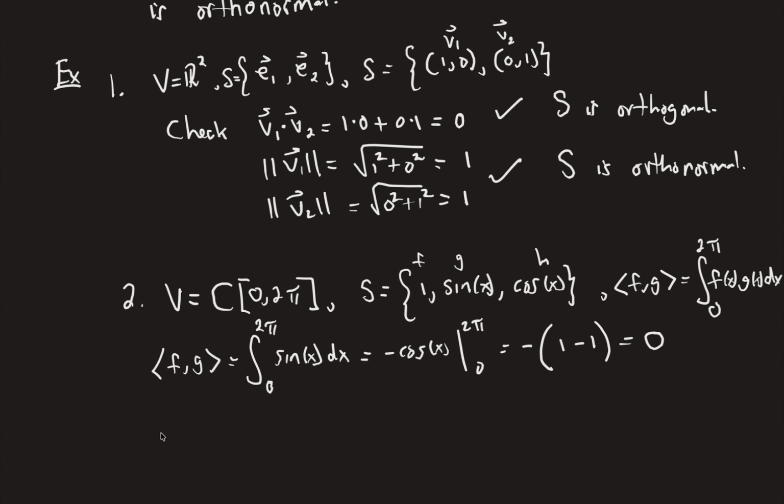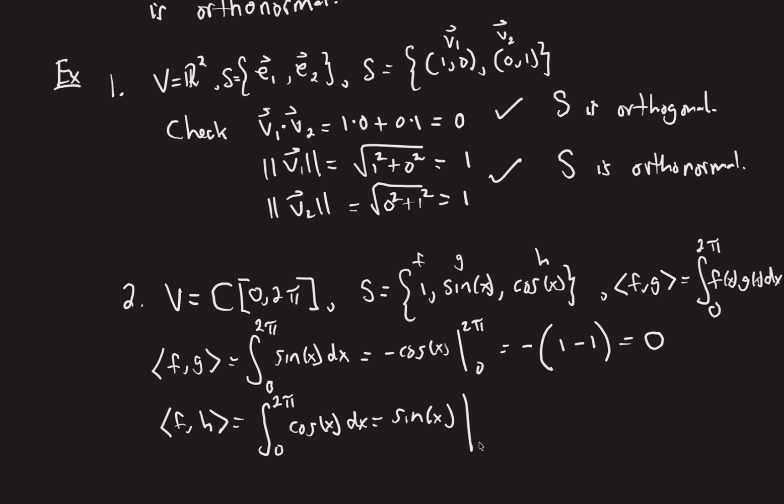Let's see what happens if we do 1 and cosine x. So let's do f and h, and take the inner product of f and h. We go from 0 to 2 pi. This time we're integrating 1 times the cosine of x, and the antiderivative of cosine is sine.